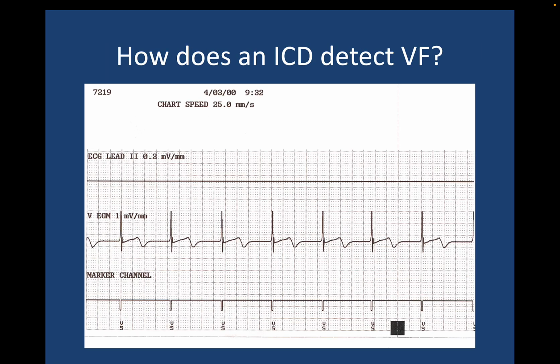Now, how does this actually work in real life? This is an example of a patient who was having a NIPS procedure. We don't do these much anymore, but we basically in the old days would fibrillate patients to make sure that the ICD worked. And so here's an example of ventricular electrogram, normal rhythm.